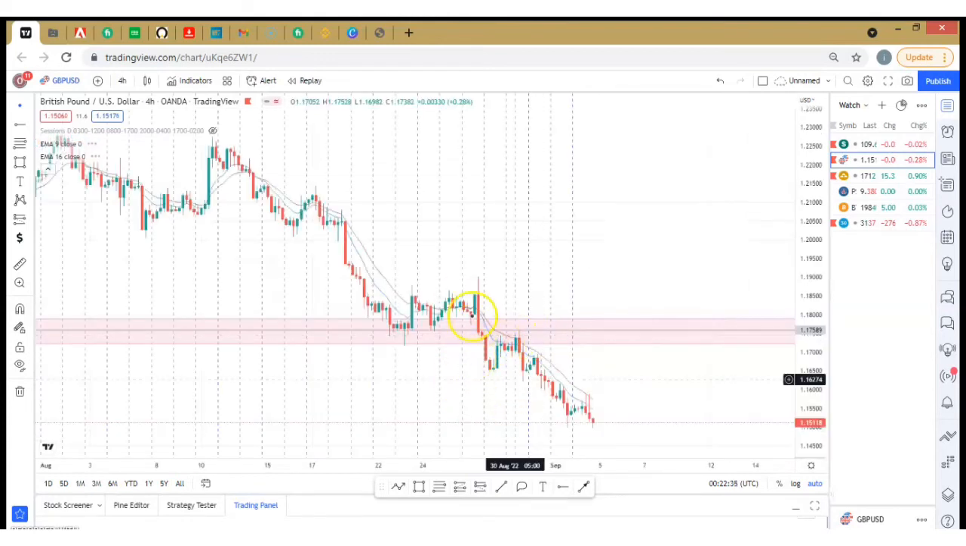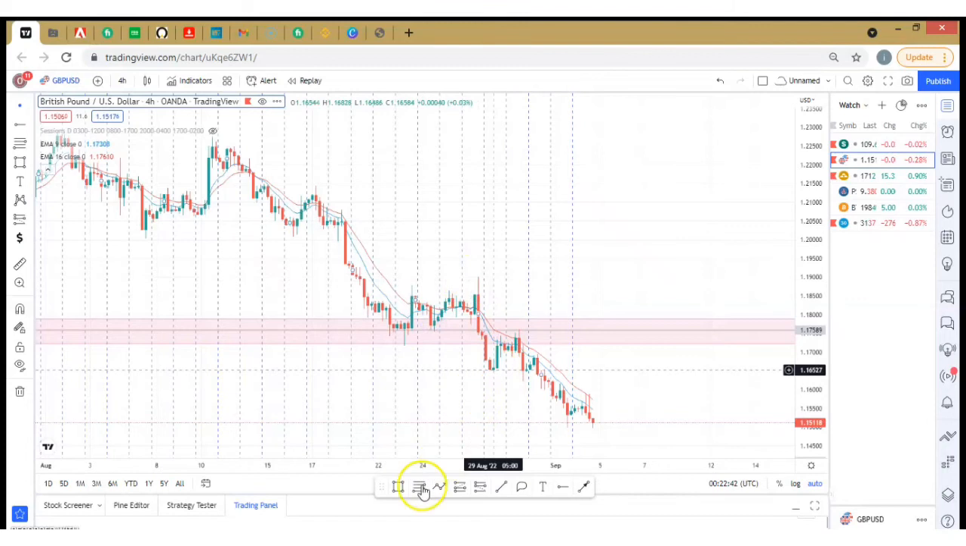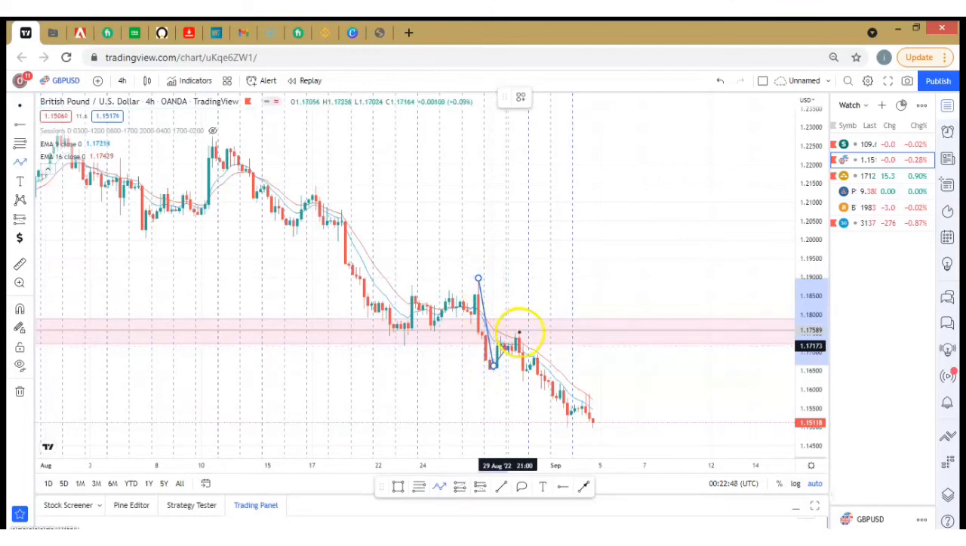So now if you look closely, you'll see the market tested this zone. Like I said, it broke the zone, tested it, and it has continued coming down.